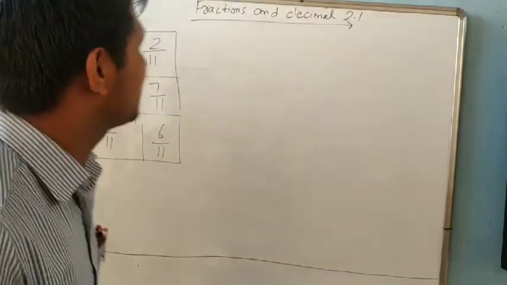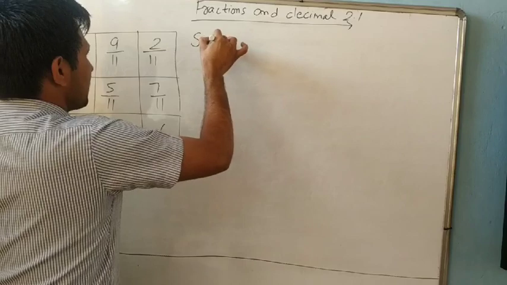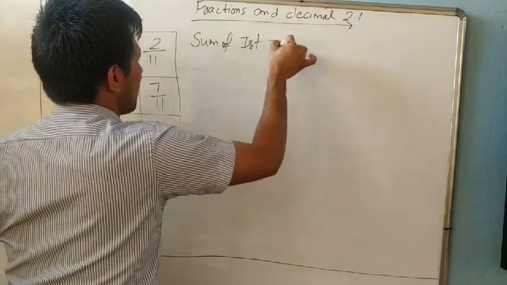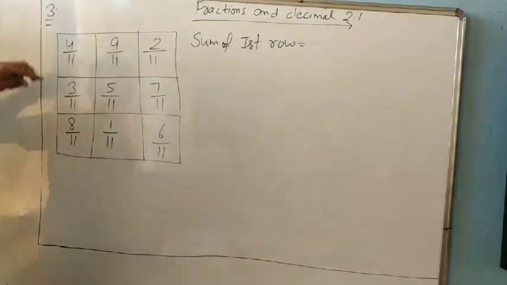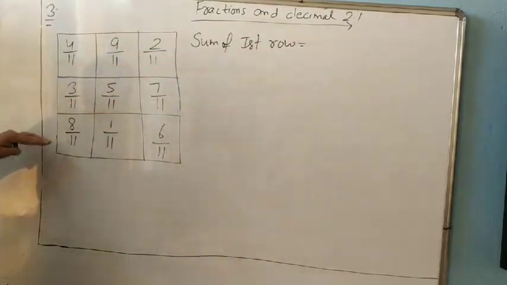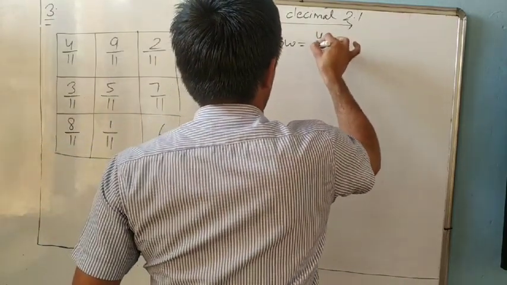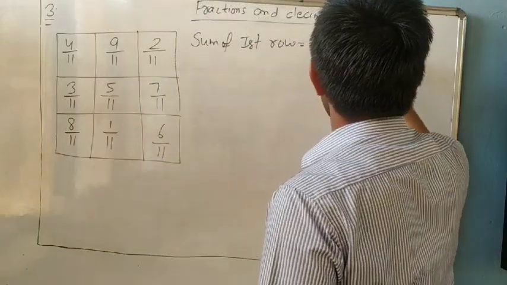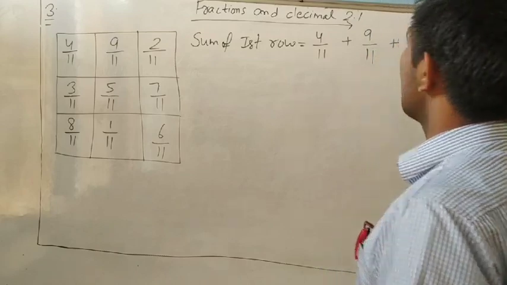So how will we check if it is a magic square or not? To write, first we write the sum of the first row. How many rows are in this square? 3 rows. 1, 2, 3. So the sum of the first row, how much? 4 by 11 plus 9 by 11 plus 2 by 11.